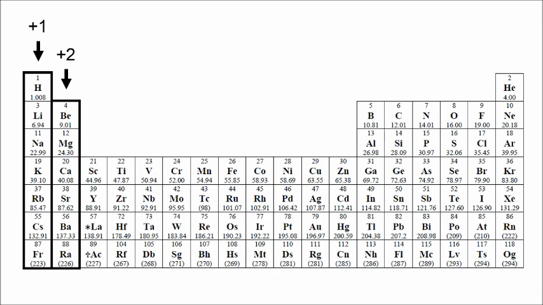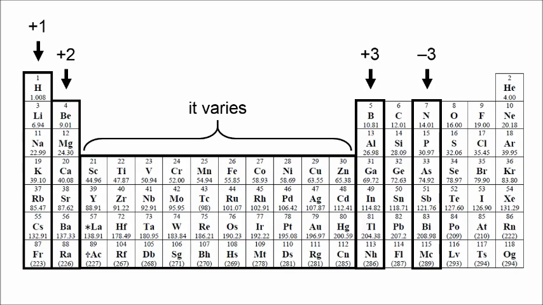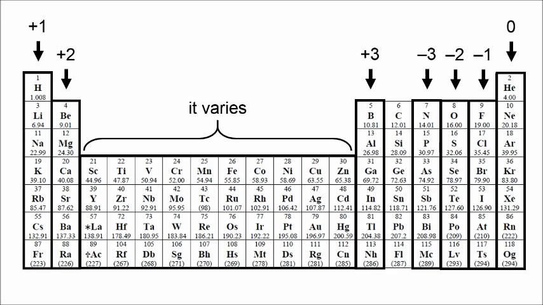+2 for the elements in group 2. The charge on the elements in the transition metal period varies. Then we have charges of +3, and then once we go over to the nitrogen family, which is group 15, the ions have charges of -3, and then in group 16, -2. In group 17, the halogens, the charges are -1, and then finally 0 would be the charge of a noble gas because it doesn't form any compounds. So because they wanted the charge on an oxide ion, the correct answer is -2.